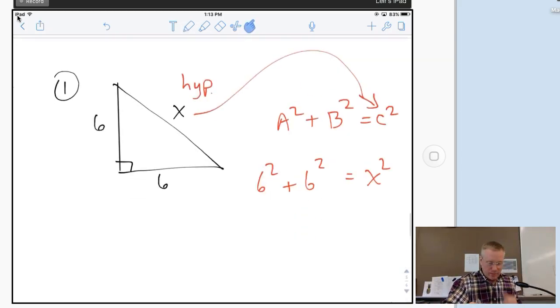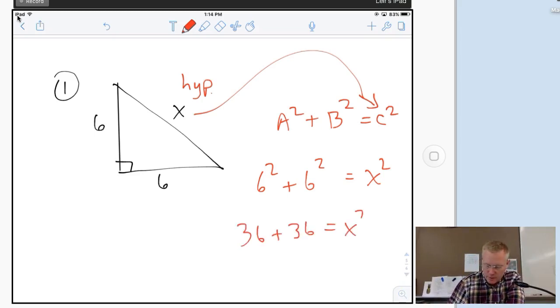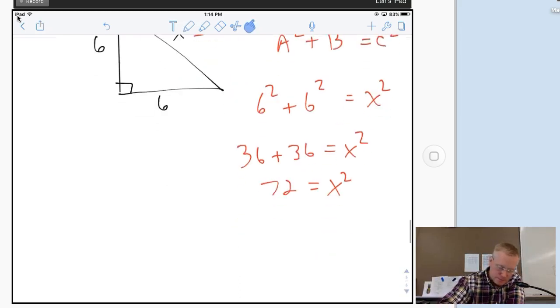And it doesn't matter which one's A and B, especially in this one because they're both the same. 6 squared is 36, so I get 36 plus 36 equals x squared. 72 equals x squared. Therefore, x equals the square root of 72, not 27, 72, got it backwards. Okay, take the square root of both sides, remembering that the square root of x squared is x.